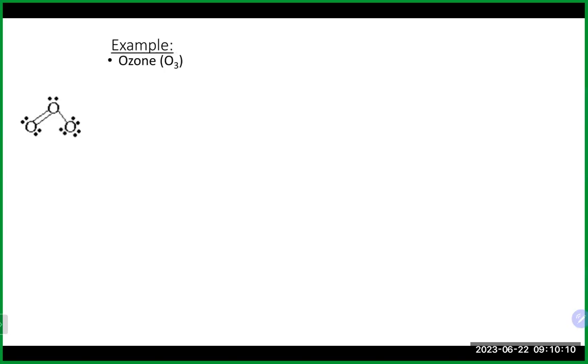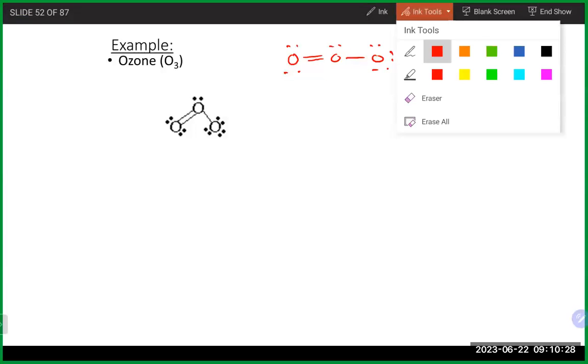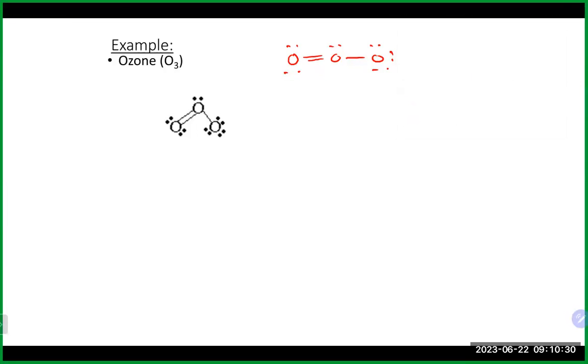All right, so if we had something like ozone and we drew ozone through our steps, we would end up with a Lewis structure that looks like this. Or if you just want to draw it straight out, it will look something like this. So we could calculate the formal charge on each of these elements. We'll just call this 1, 2, and 3 since they're all oxygen.